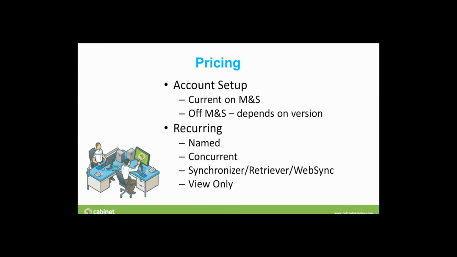So the pricing for those named licenses is typically around $50 a month each. Concurrent licenses are about $70. Synchronizer, Retriever, Web Sync, those integration tools, are $50 per month. The view-only licenses, and typically with cloud, those are via the web browser interface, so it's called web-only, view-only. Those are $30, $40 a month, depending on whether they're named or concurrent. And then, best of all with this, support and maintenance are included in those fees. There's no more annual support and maintenance bill that you get.